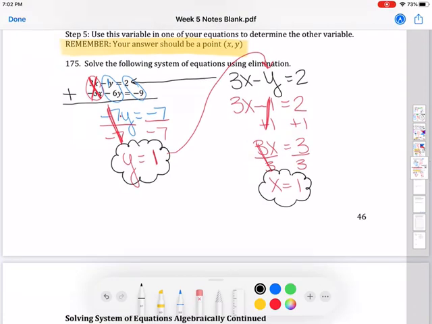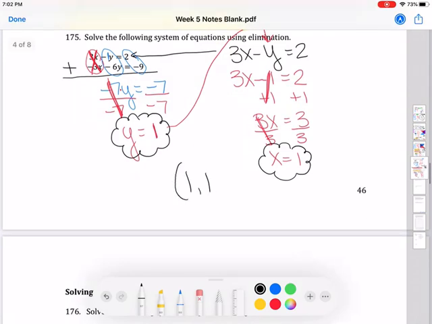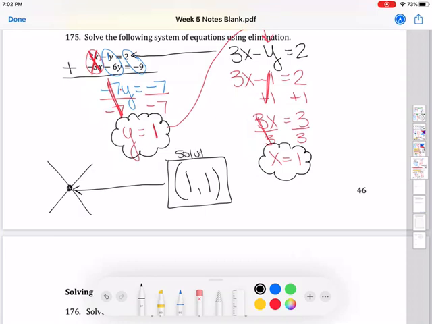Okay, that definitely won't always happen with elimination. It just happened to happen this time. And then I write my answer as 1, comma 1, which tells me that if I were to graph both of these lines, that 1, 1 would be where they intersect. That's my solution.